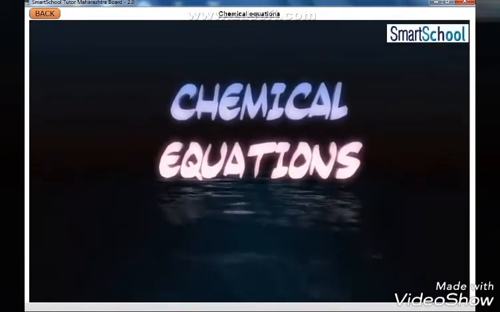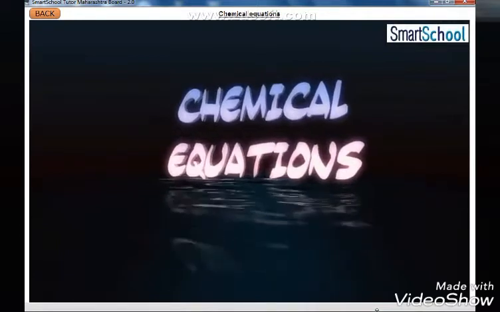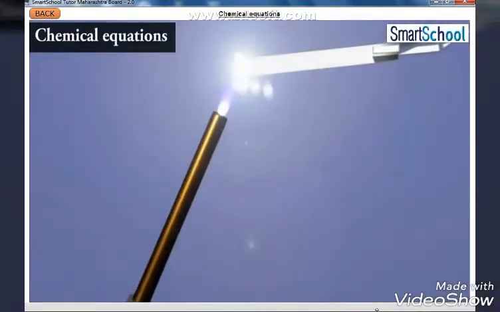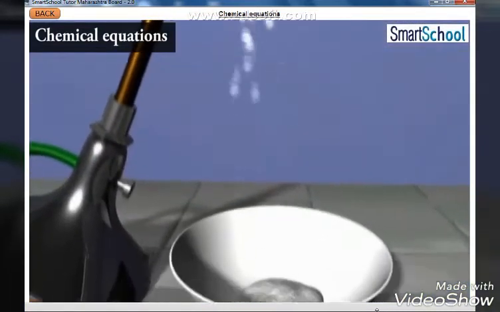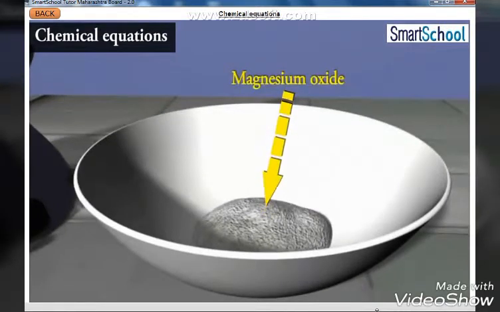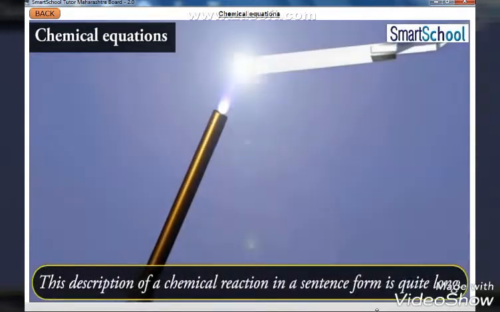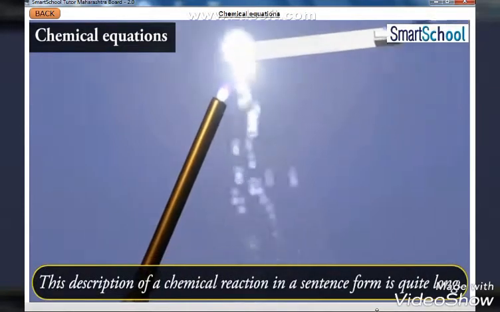Chemical equations. When a magnesium ribbon is burnt in oxygen, it gets converted to magnesium oxide. This description of a chemical reaction in a sentence form is quite long.